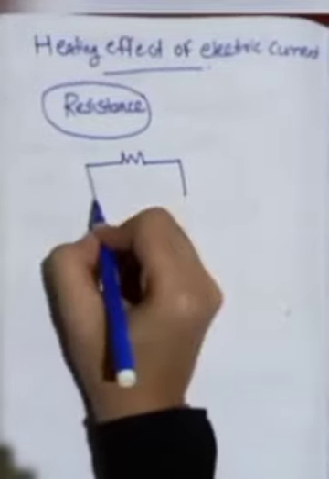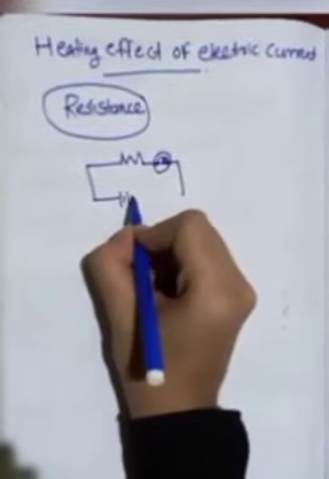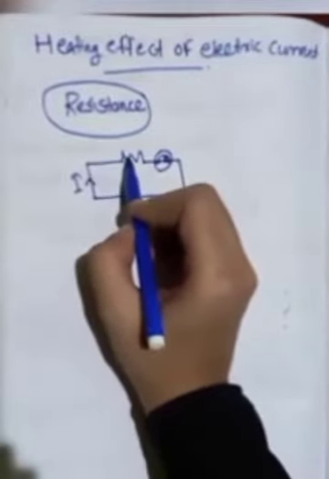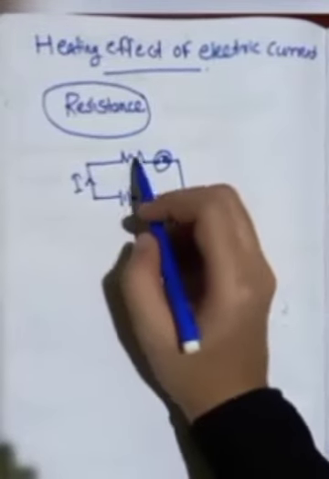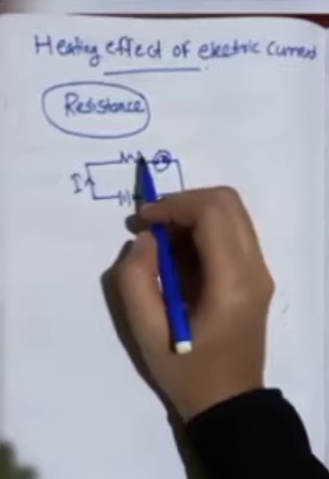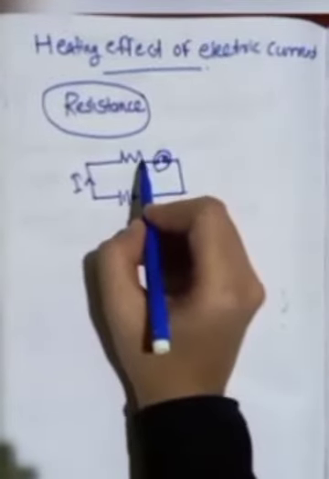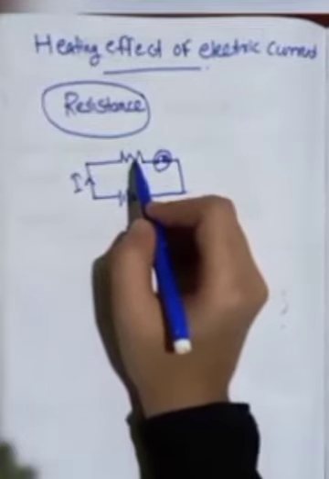Here, when I connect a resistor in this circuit, and a bulb is here, and this is the electric cell, current will flow through this. But when it passes through this resistor, the current will get blocked. Not all the current, some of the current is blocked here. The resistor blocks some of the current.